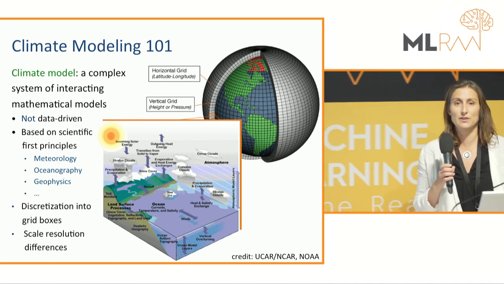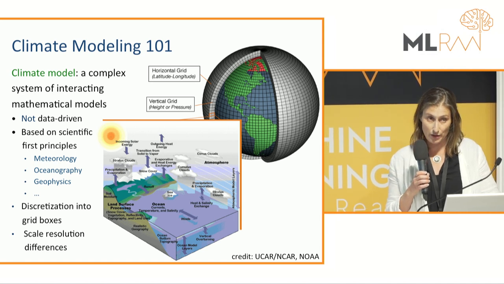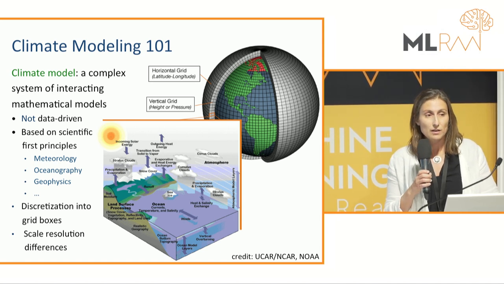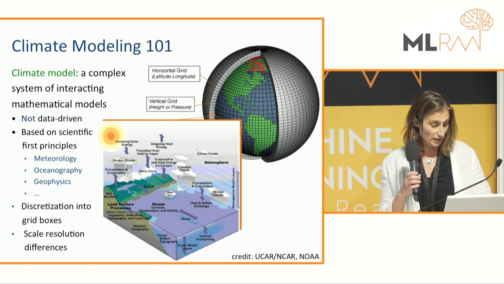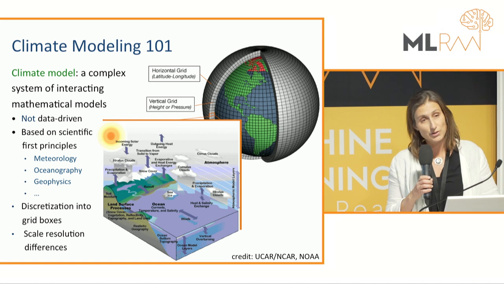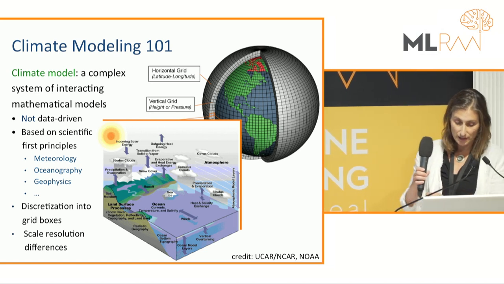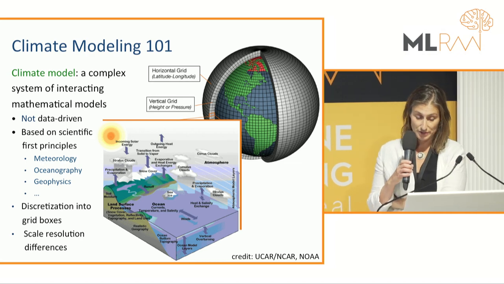You have massive differences in scale if you look at the coupling of the atmosphere and the ocean, and think of time scale. So the atmosphere circulates on the order of a couple of weeks. The ocean circulates on the order of hundreds of years. And so where they meet, you have to resolve differences in time scale, similarly for spatial scale.